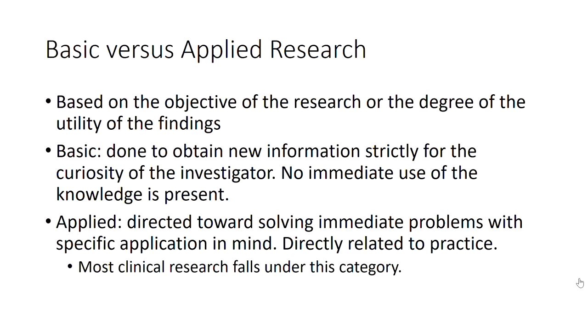So we're going to talk about the difference between basic and applied research. Which one you choose is based on the objective of the research or the degree of the utility of the findings. And by degree of utility of the findings, it means how useful are these findings. So basic research is done to obtain new information strictly for the curiosity of the investigator. There's no immediate use of the knowledge.